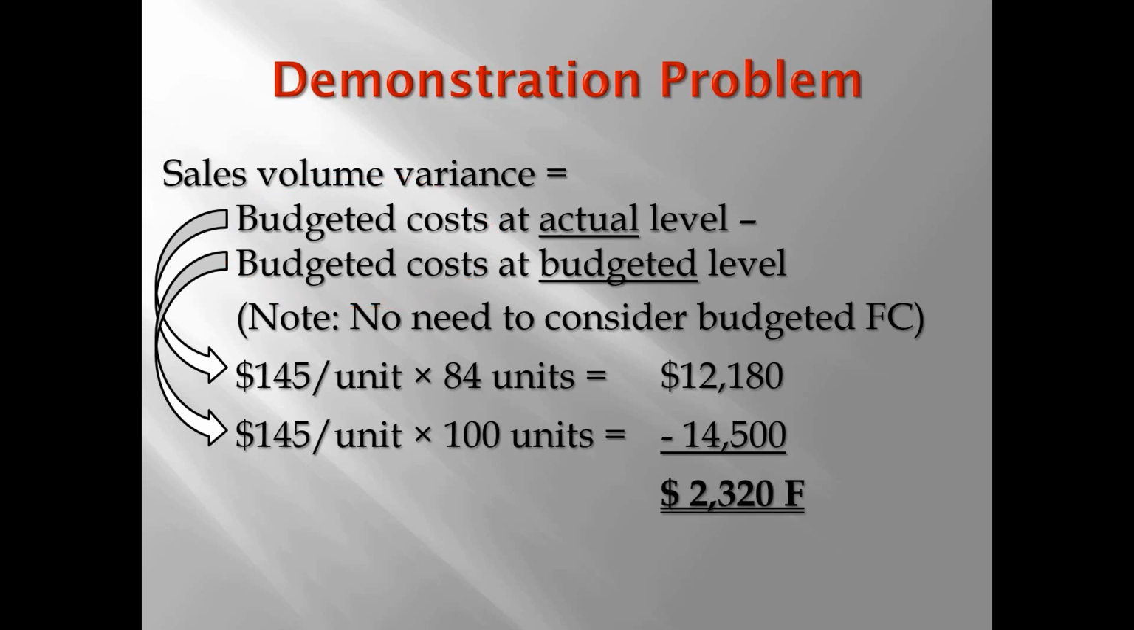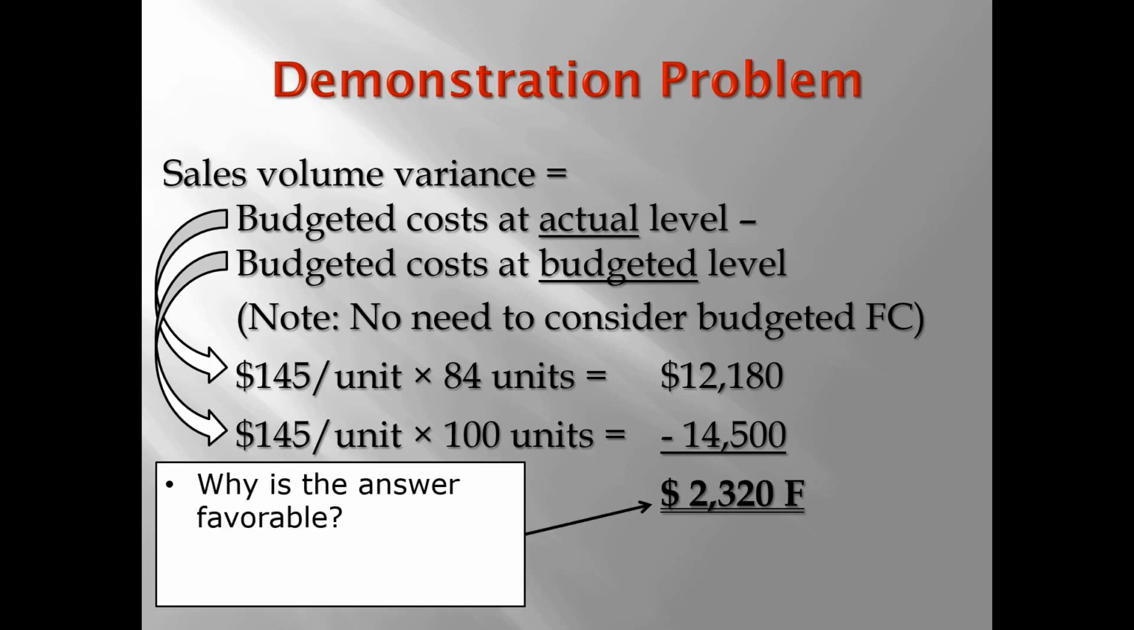The sales volume variance turns out to be $2,320 favorable. So why is this answer favorable? Remember, when it comes to costs, favorable means lower than expected. So the actual flexible budget costs were lower than the expected static budget costs. That's why this answer is favorable.